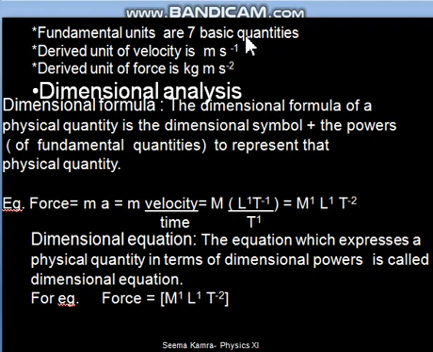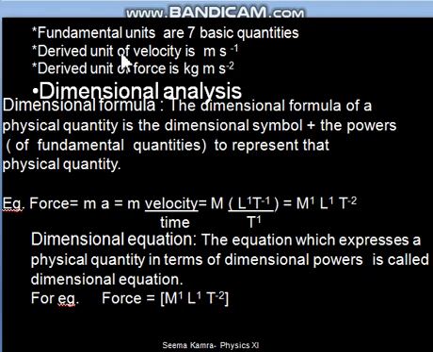The names are mass, length, time, temperature, current, amount of substance and light intensity. This table is already given to you. You have to learn this table because we will be requiring it in our coming topics.